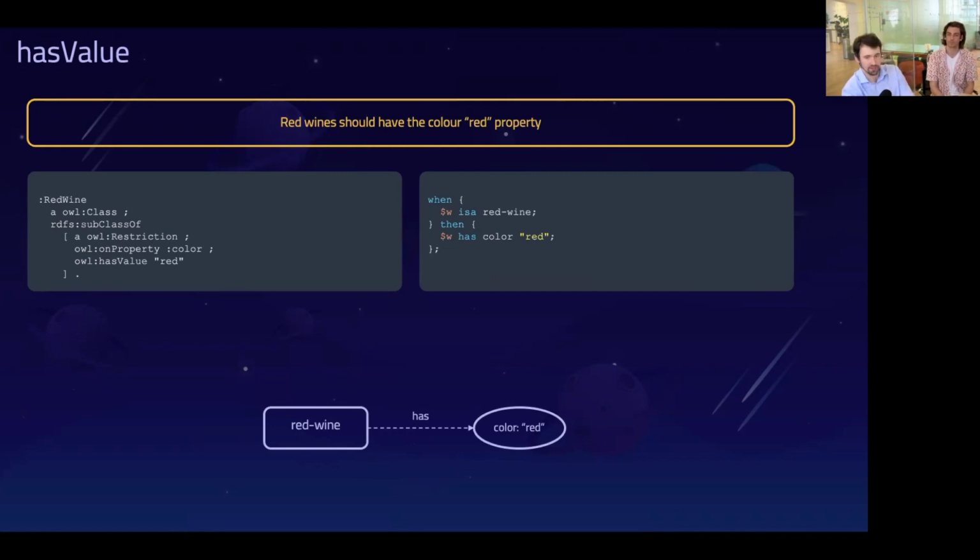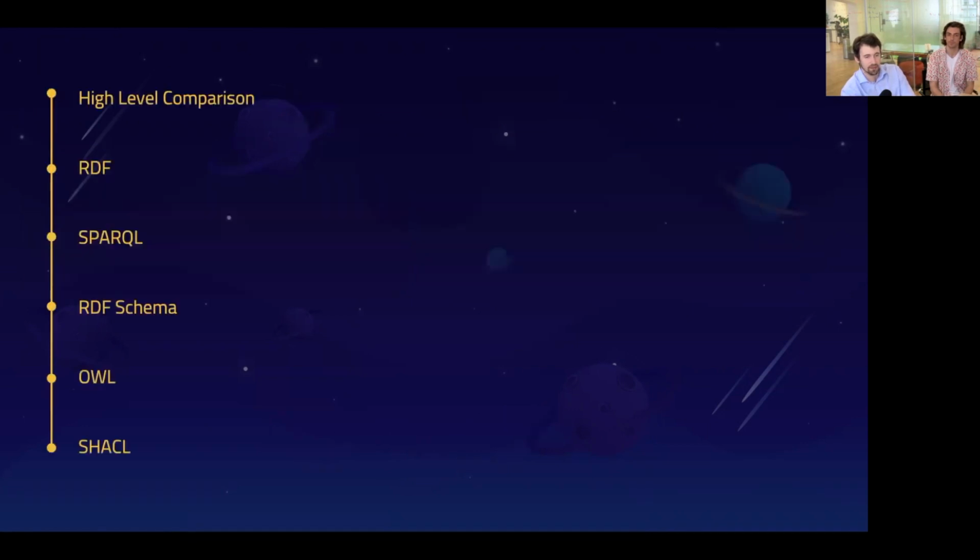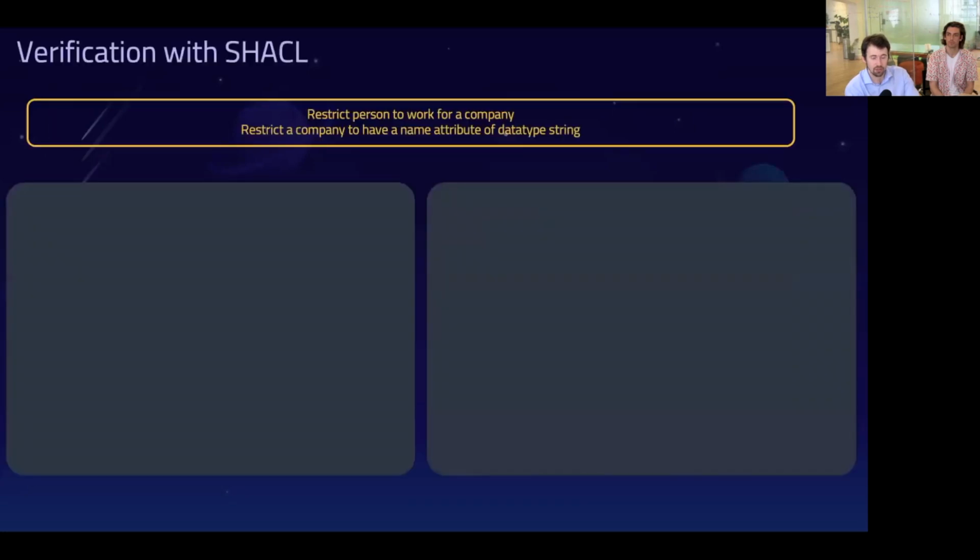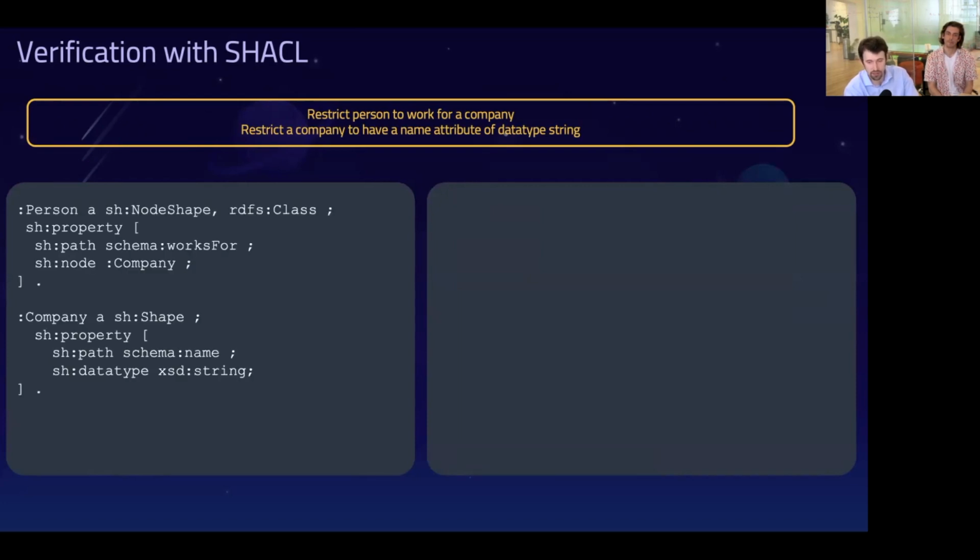Yes. So a final note a little bit on SHACL. Not too much, just because of time. If we want to do verification with SHACL, with schema-like constraints, let's say we want to restrict a person so that they can only work for a company, and we want to restrict a company to have a name attribute of the data type string. We could do this like this in SHACL.